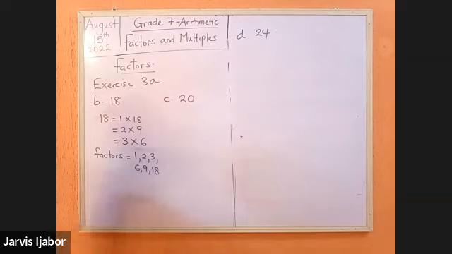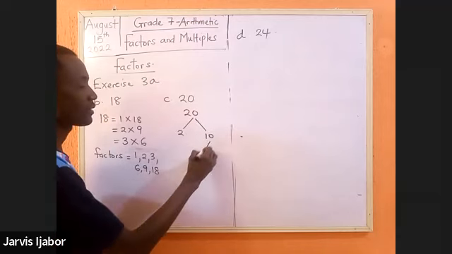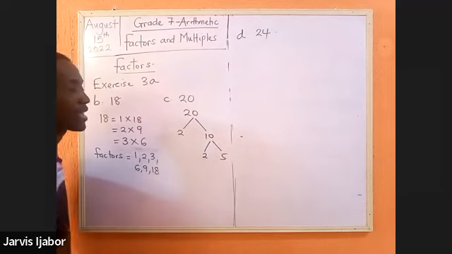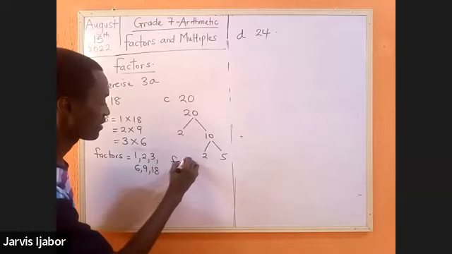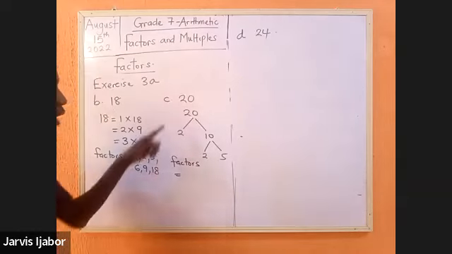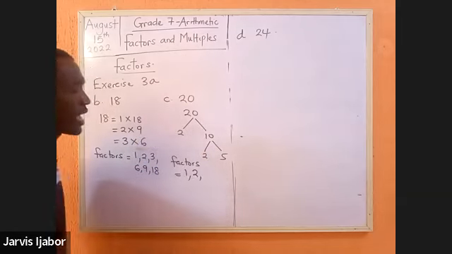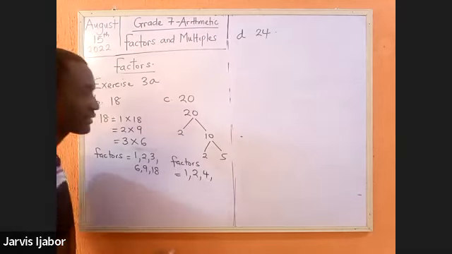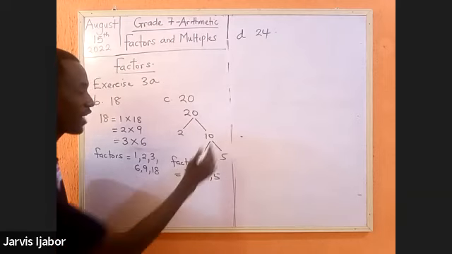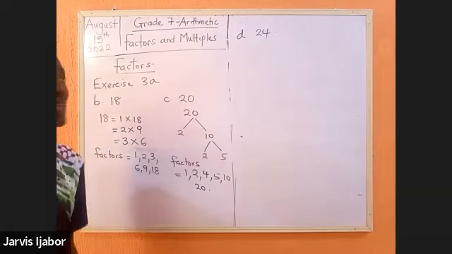Now let me use another approach here. I'll use my tree diagram here. I'll put 20 here. 2 times 10, 2 times 5. Now, how does this work? My factors here. I'll start because there will always be 1. There will always be 1. I'm saying 2. Is 2 occurring more than once? Yes. So 2 times 2 will be what? 4. After that, 5. After 5, 10. And after that, 20. That will be the factors I will have. Now I go to method 3.